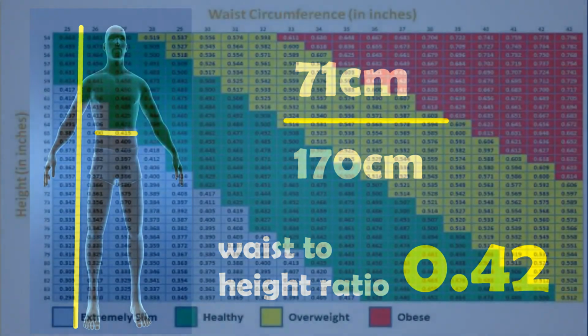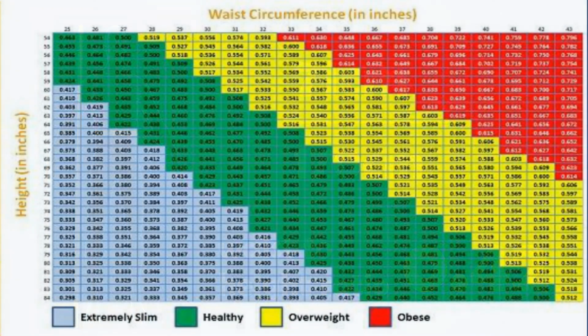Or you can see the diagram here. The blue area indicates take care, you might be underweight. The green area indicates okay. Yellow area indicates consider action for adults and take action for children. Red area indicates take action.